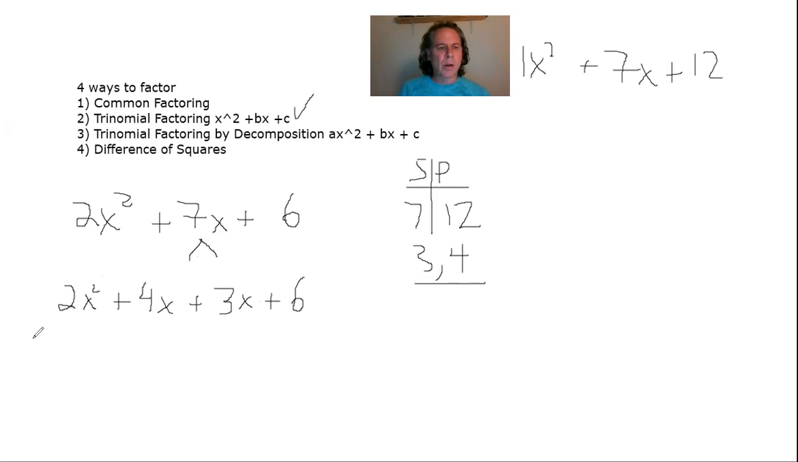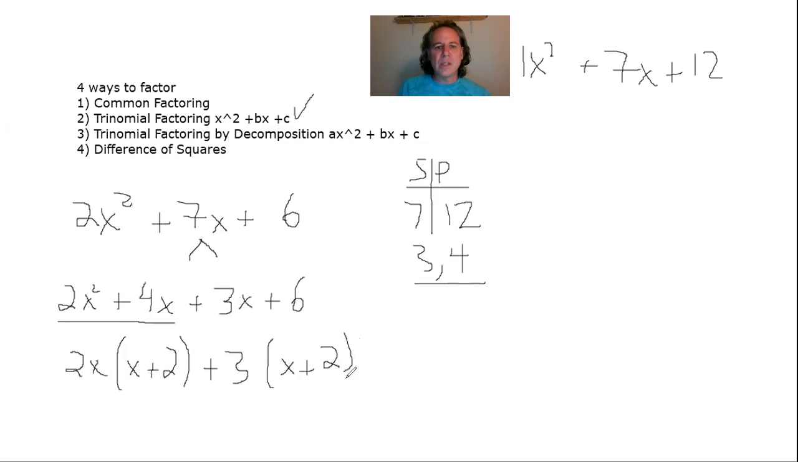Now I look at the first two terms and I common factor them. I say, okay, 2 goes into both numbers and there's at least one x in each. So my first bracket is x plus 2. And then over here, it's plus 3, and when I common factor the 3, I get x plus 2.